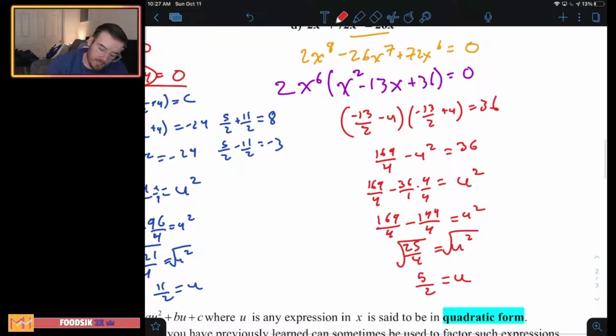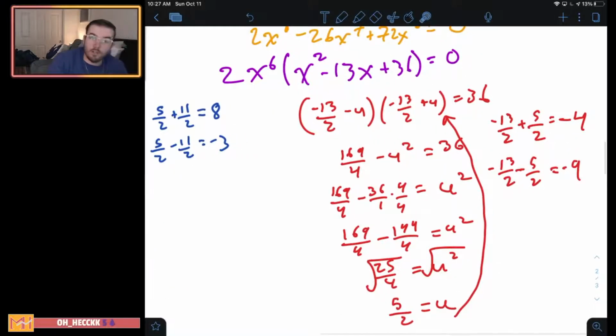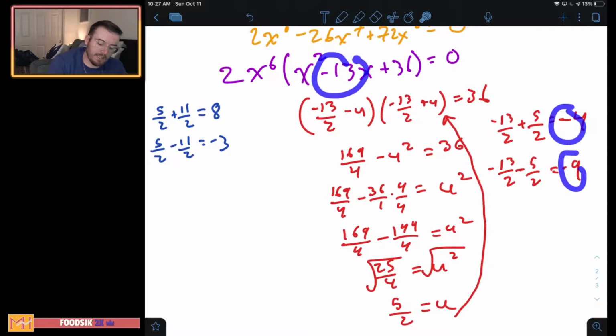So again, what does this mean? You plug it into these guys up here. Negative 13/2 plus 5/2, negative 13/2 minus 5/2. You get negative 13 plus 5 is negative 8, divided by 2 is negative 4. And negative 13 minus 5 is negative 18, divided by 2 is negative 9. Did you guess those two numbers at the beginning? Negative 9 times negative 4 is positive 36, and negative 9 plus negative 4 is negative 13.